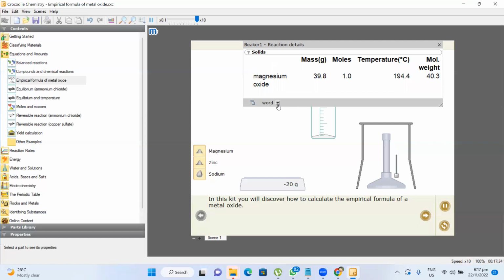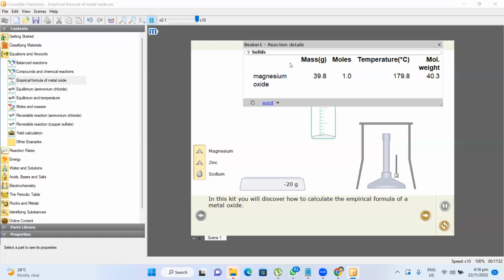Where can you see oxygen? Lakshaya, why don't you talk? Where can you see oxygen? Right, oxygen is in here. Actually, what has happened?